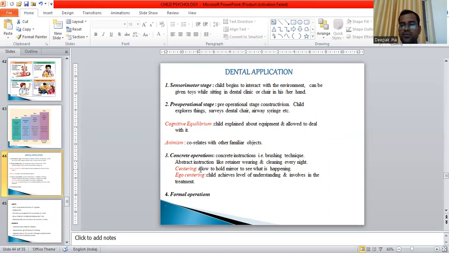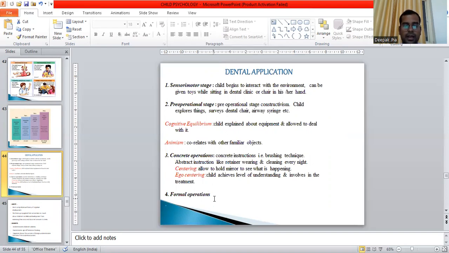In this stage, the child is very much concerned. So allow the child to hold a mirror to see what is happening inside the mouth. In this way, you can increase the motivation. If the child sees, you tell him that if you open your mouth, you will also be able to see the caries and we both will remove it, and the child will help you. You should try to seek the help of the child. You should make the treatment feel like you are being helped by the child.